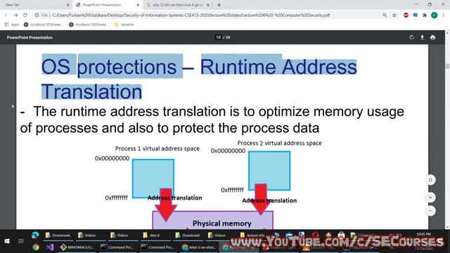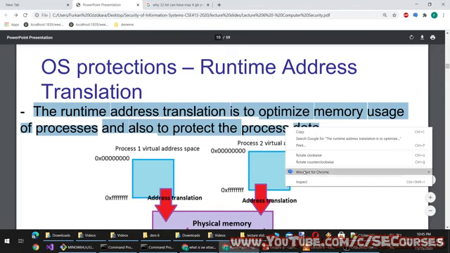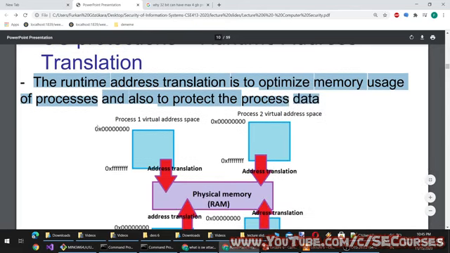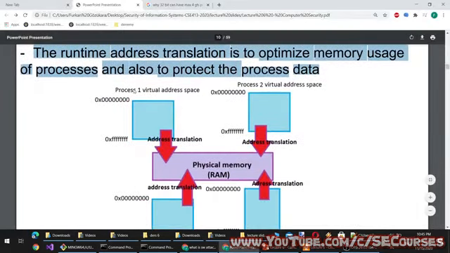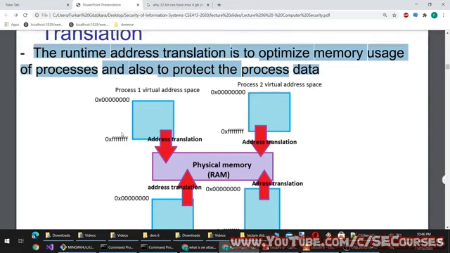OS protections, runtime address translation. The runtime address translation is to optimize memory usage of processes and also to protect the process data. So there is process 1 virtual address space. It starts from 0 up to this, which is probably 4 GB. And there is process 2 virtual address space. It's from 0 to 4 GB. You see, they see it as if they have memory starting from 0 up to 4 GB. And on the physical memory, they are assigned to different locations.